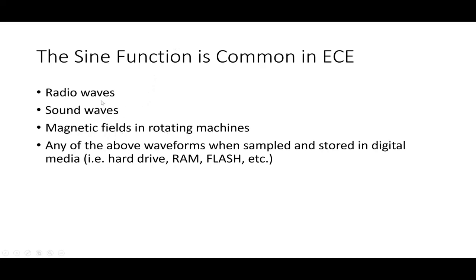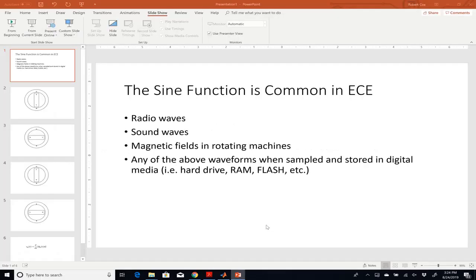Now, those three examples, radio, sound, magnetic fields, and rotating machines, are all basically examples of analog things that electrical engineers think about. But I could take those sound waves, for instance, and sample them. So I could convert them to digital waveforms that would exist in some sort of digital media, be it a hard drive or a RAM or a flash, and they'd still be sinusoidal. Okay, so we'll think about that kind of thing later too. So it's important to know that this is important for both electricals and computers.